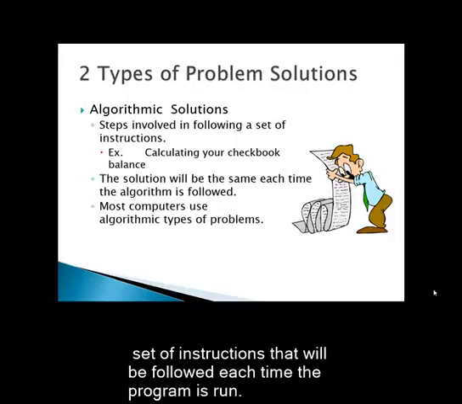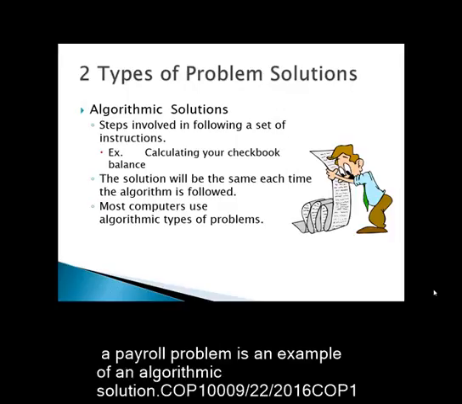For example, calculating your checkbook balance. The first step is to check your account number. Even for an ATM system, you need to enter the card first, enter the password, and then select certain menus before you can access the checkbook balance. Those are basically the steps. They need to draw those steps first before trying to develop the ATM machine software.